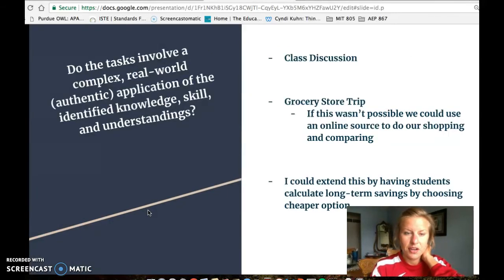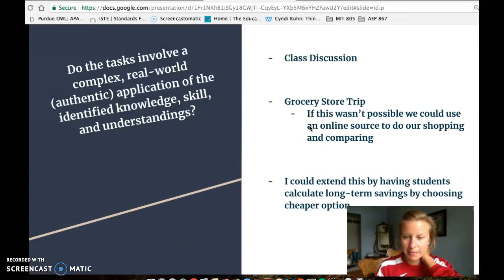Do the tasks involve a complex real-world application of the identified knowledge, skill, and understandings? The first way that I feel like I made this real world would be the class discussion. Right off the bat, we talk about when can I use this in real life? When will I use this 10 years from now? The grocery store trip, this was a real-life thing that they're going to do the rest of their lives. Some of them might have already done it. And really learning how they can make this skill apply to their daily lives there.